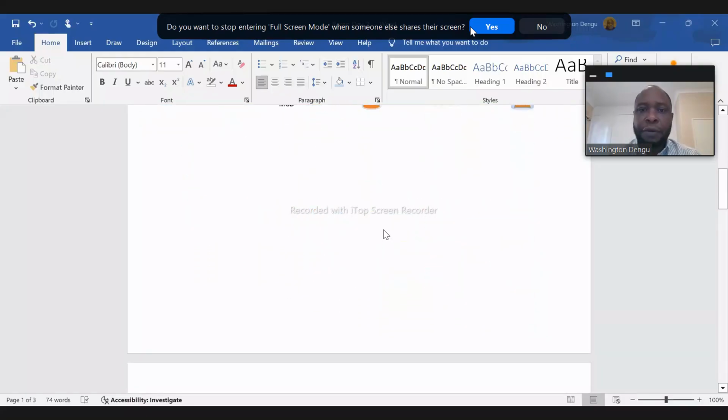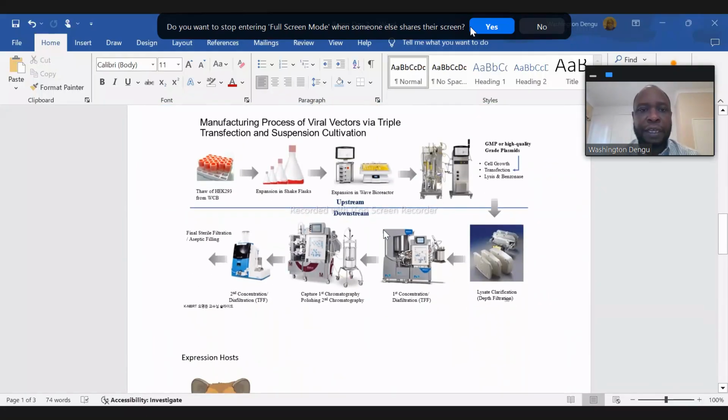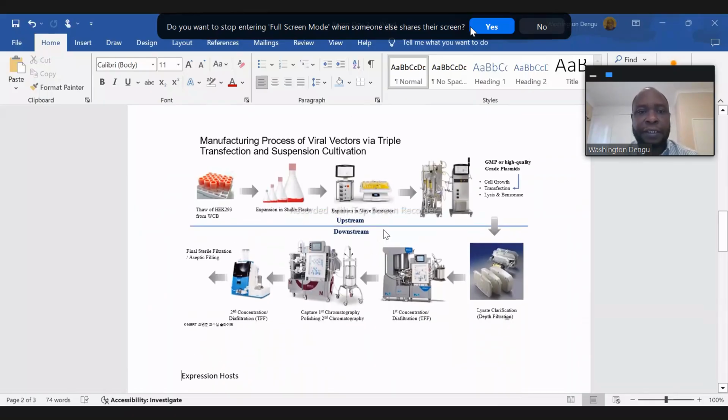So another take home that I also took yesterday was quite an interesting illustration of the manufacturing process of the viral vectors through triple transfection and cell cultivation, where we see these working cell banks. If you see from the very first picture, this is what we actually see when we go for inspection. These working cell banks are then expanded in shake flasks, and then expanded also in the bioreactors. Before I used to think that a bioreactor is a very huge piece of equipment, but these are not so huge.